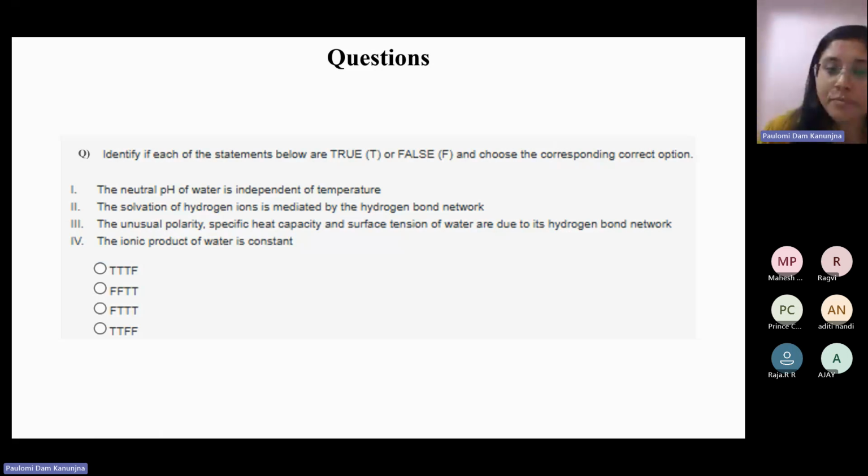The statements are: the neutral pH of water is independent of temperature. The solvation of hydrogen ions is mediated by the hydrogen bond network. The unusual polarity, specific heat capacity, and surface tension of water are due to its hydrogen bond network. Fourth, the ionic product of water is constant. So which one of these do you think is false or true, and what is the correct answer in this question? I'm waiting here and I've already got one response. Maybe I'll wait for a few others and then we can discuss.